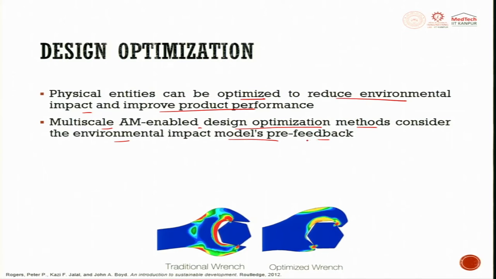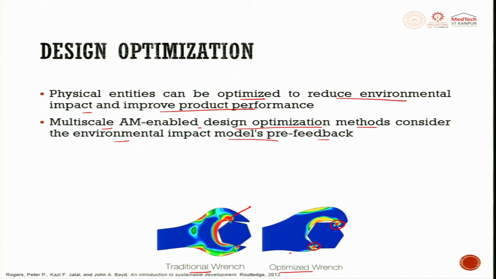Additive manufacturing enables the design optimization approach, and it can be selected to optimize the created physical entity on multiple design scales. For example, a traditional wrench or an optimized wrench. In a traditional wrench, you can see how the load is distributed, and we have the maximum in this red area, so the load is distributed around this area only. In an optimized wrench, the load is distributed only at small points.